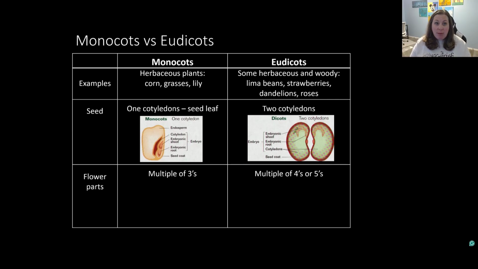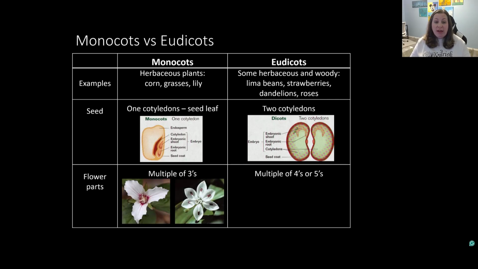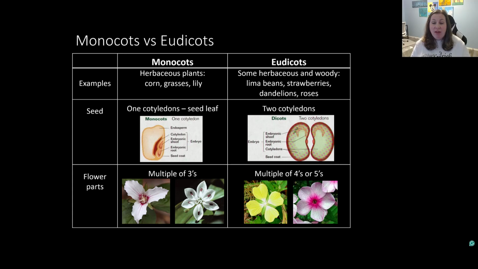So when we look at flower parts on monocots, they come in 3s. So they can be divided by 3. So you'll notice they have 3 petals. They have 6 petals. They have 9 petals. Okay, it's going to be in multiples of 3. On the other hand, your eudicots are going to be in multiples of 4 or 5. So they're going to have 4 petals or 8 petals. They're going to have 5 petals or 10 petals. All right, and so they're going to have more. Another way you can also tell is based on their leaves.